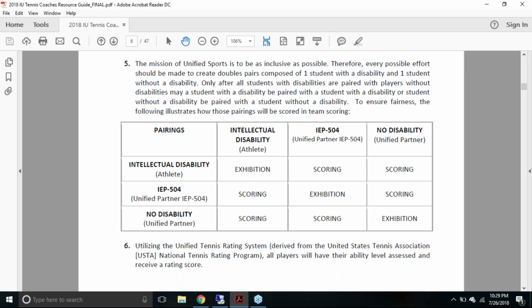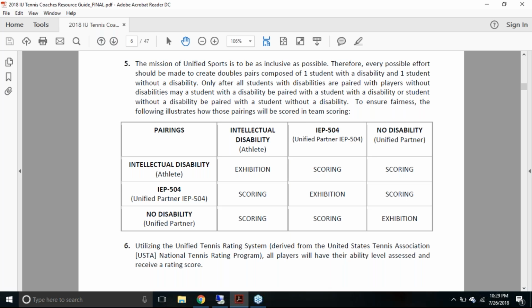And the table on the screen shows how those matches will be considered for scoring purposes in the district and state tournament. As you'll see, a student with an intellectual disability could be paired with a unified partner with an IEP that we delineate as an IEP 504, or a student without a disability. Exhibition if they're paired with another student with a disability.